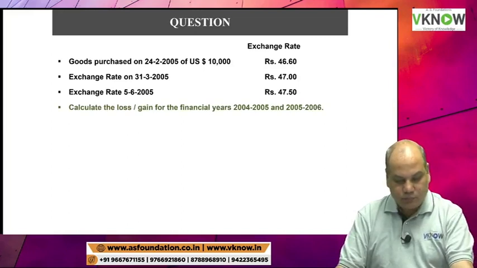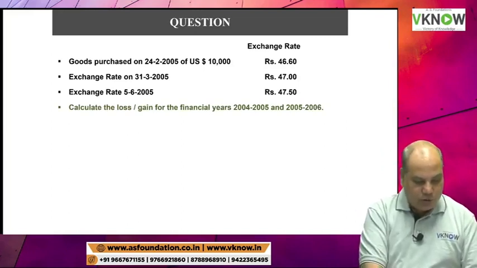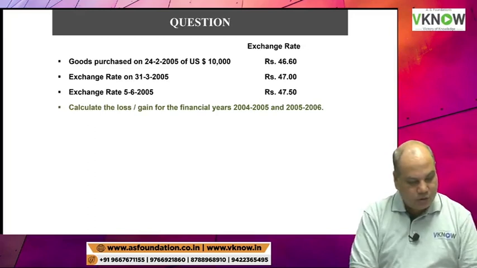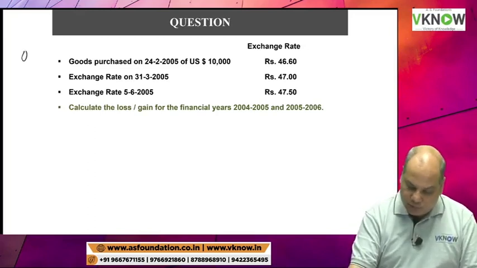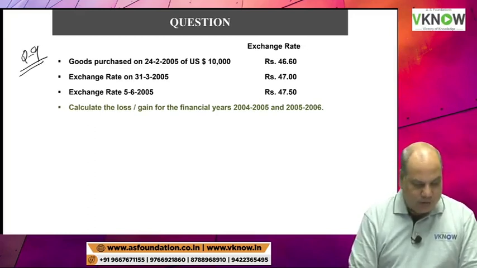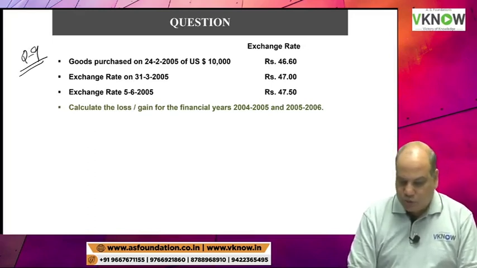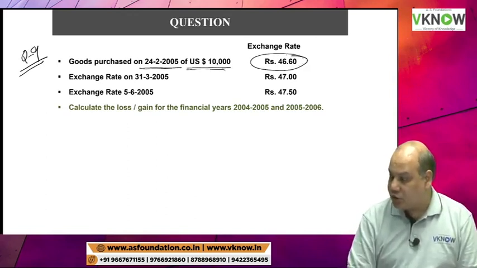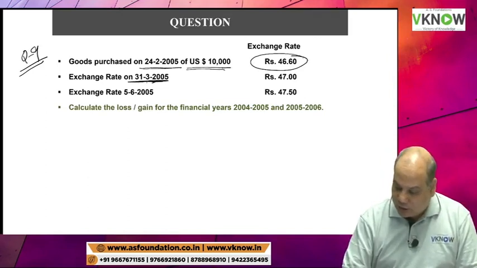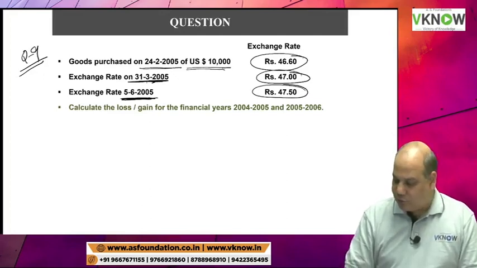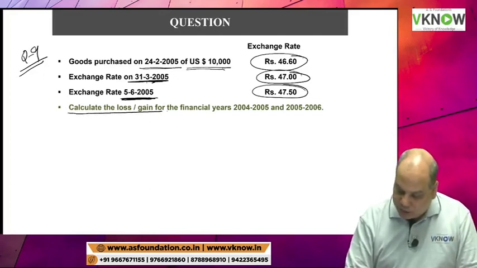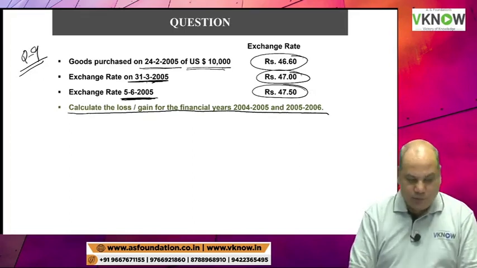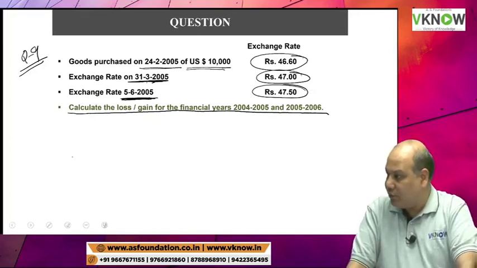Next query. A similar question is there in your study material also. This is in our book, question number 9. Very easy problem. Goods purchased on 24th February, $10,000, rate is 46.60. At year end, 47. On 5th June, it is again 47.50. Calculate the gain or loss for financial year 4-5 and 5-6.